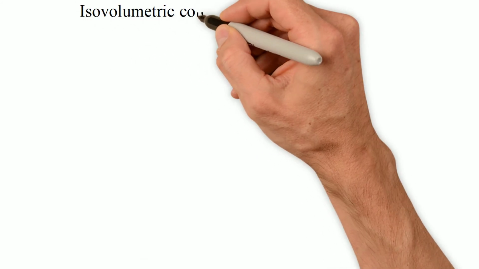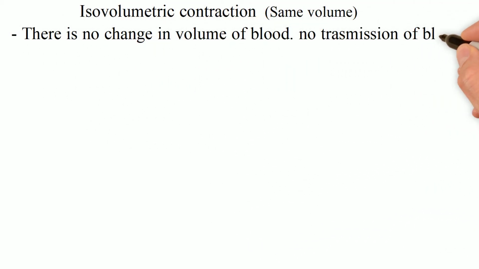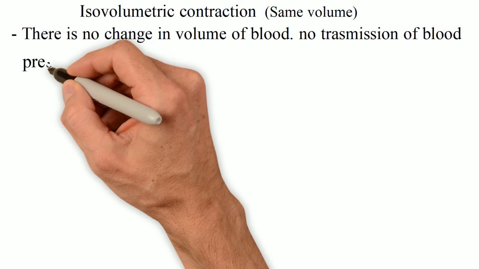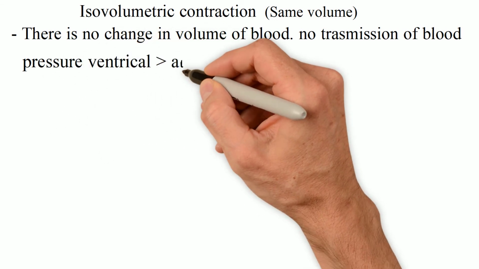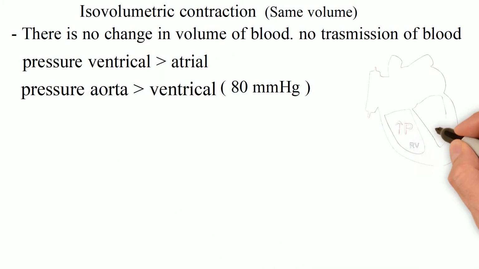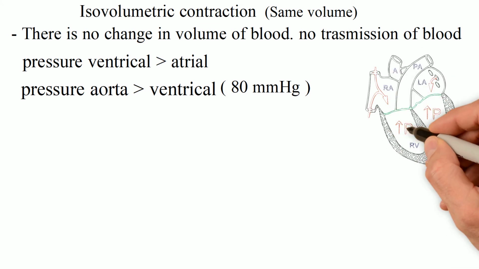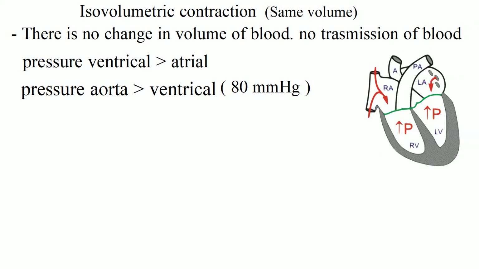Now we move on to our second phase, which is isovolumetric contraction. Isovolumetric contraction means the volume in this phase is the same. There is no change in the volume of blood, no transmission of blood from atrium to ventricle or from ventricle to aorta. The pressure in the ventricle is greater than the atrial pressure, but the pressure in the aorta is greater than the ventricular pressure, which means that the blood cannot pass from ventricle to atrium because the ventricle has more pressure, and the pressure in the aorta is greater than the ventricle, which prevents the ventricle from passing the blood to the aorta.